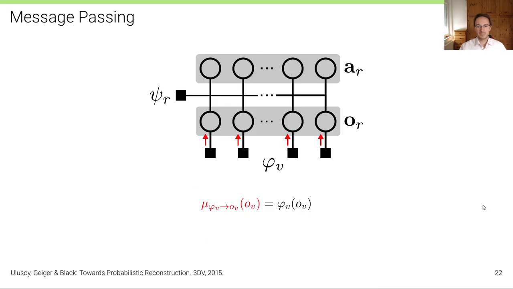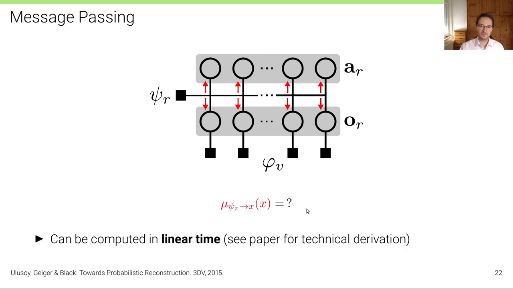Now, some of these messages, like these messages from the unary potentials to the occupancies, are very simple. And the variable to factor messages are also simple because they are just a product. But some of these messages are hard to compute, in particular the ones that go from this higher order potential back to the variables. However, using similar simplifications as we've seen on the previous slide, this can also be simplified. The exponential complexity of this higher order factor also reduces to a linear time complexity.